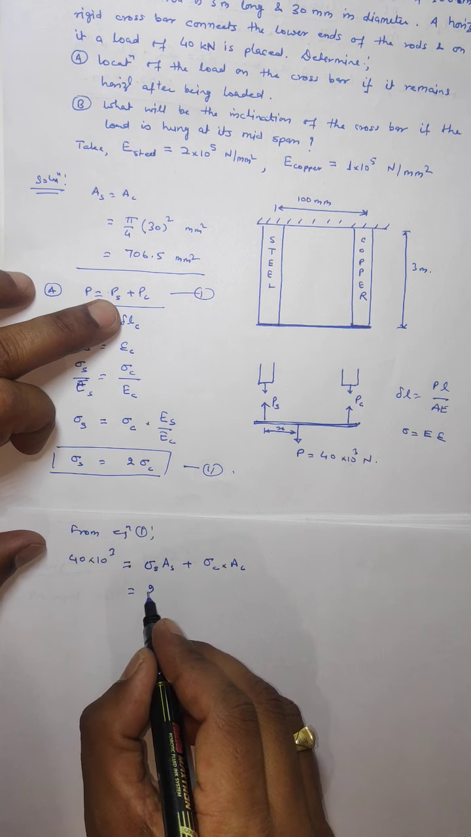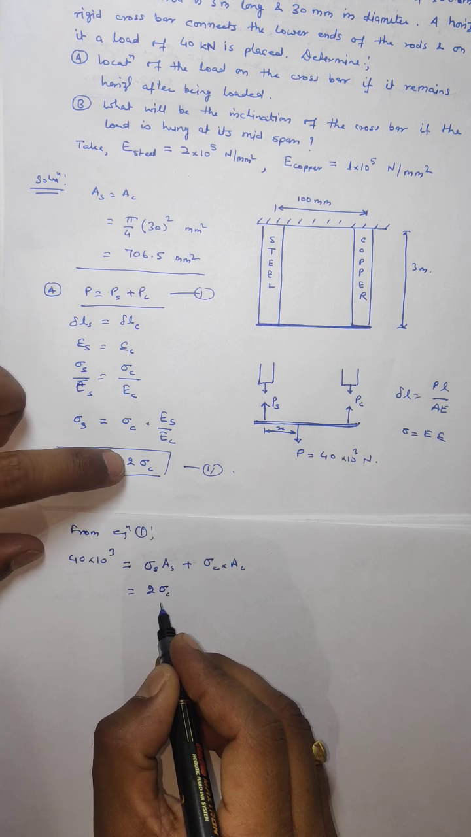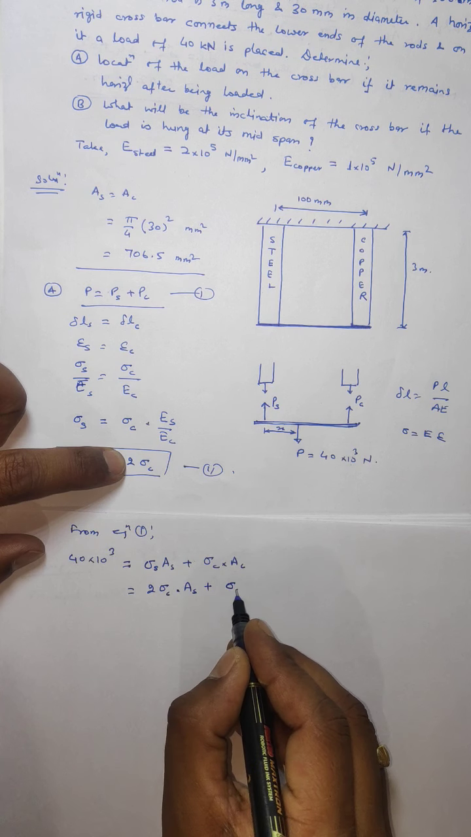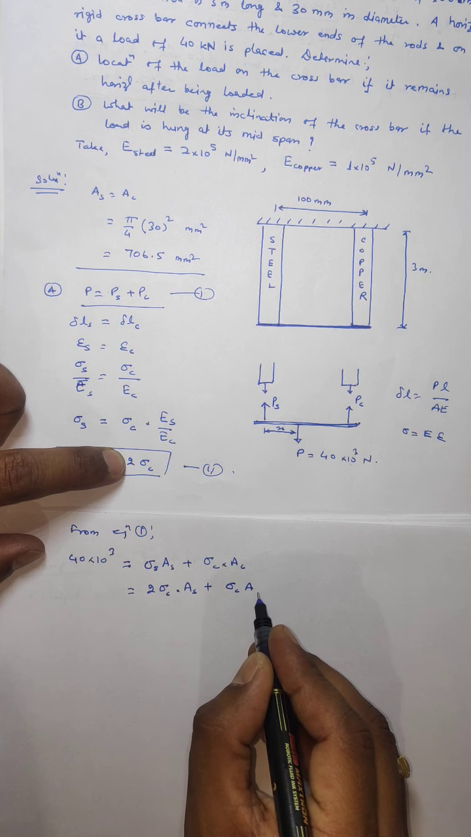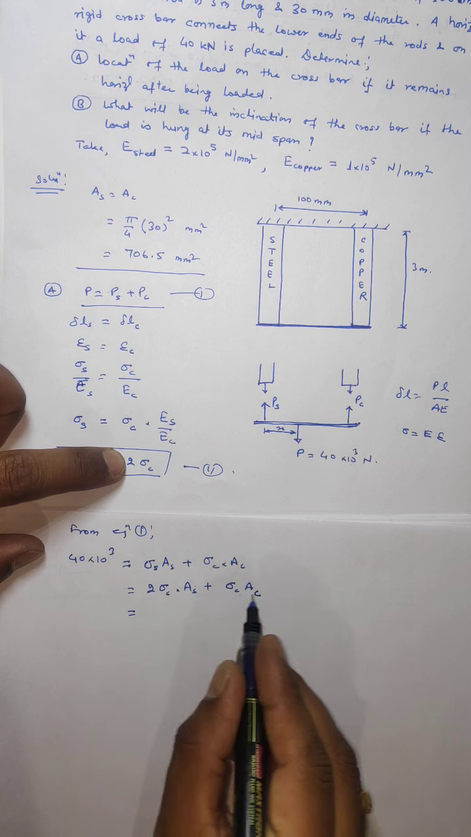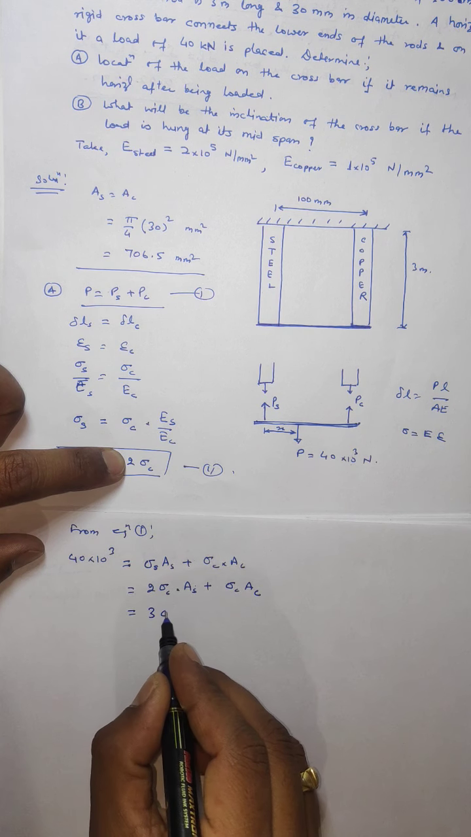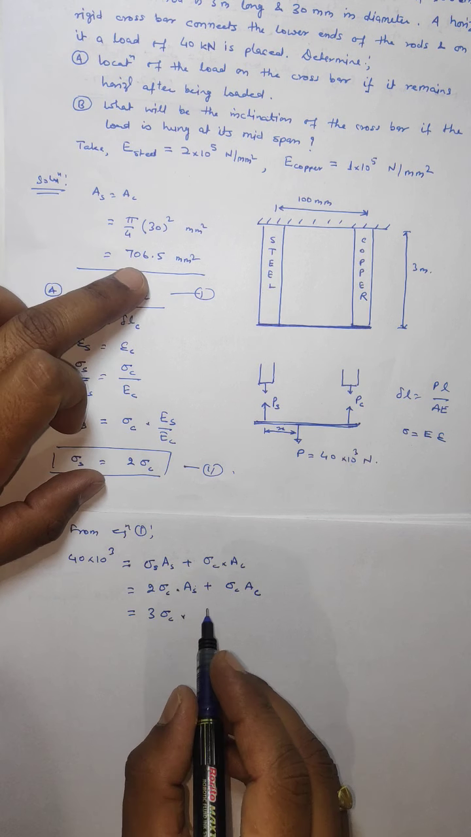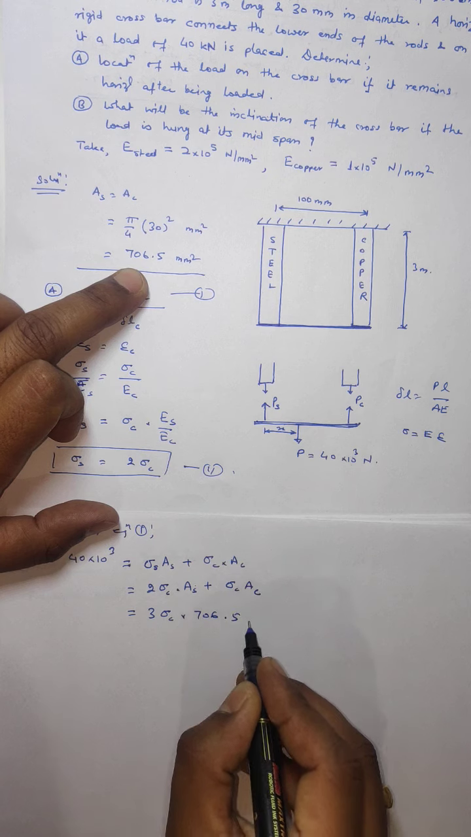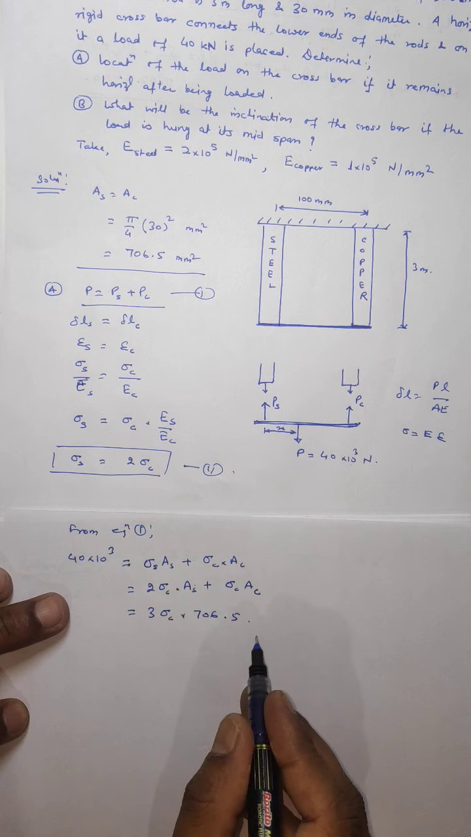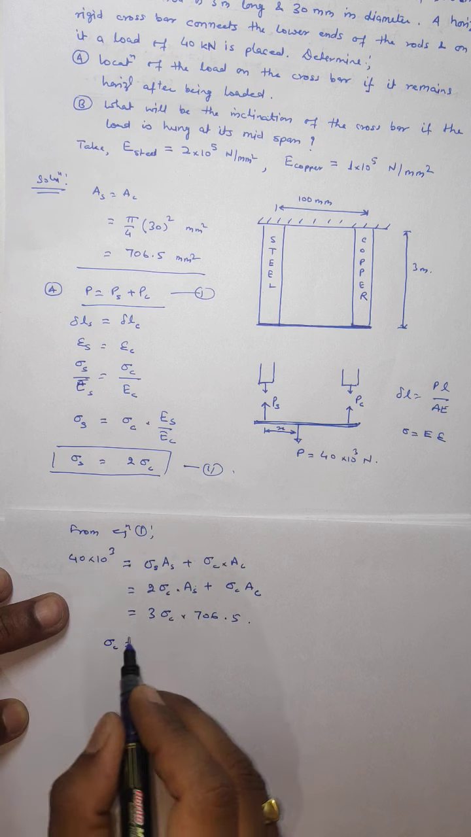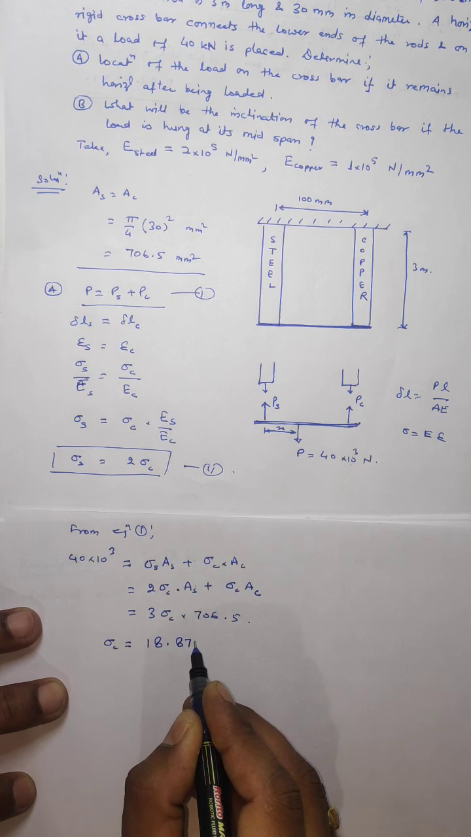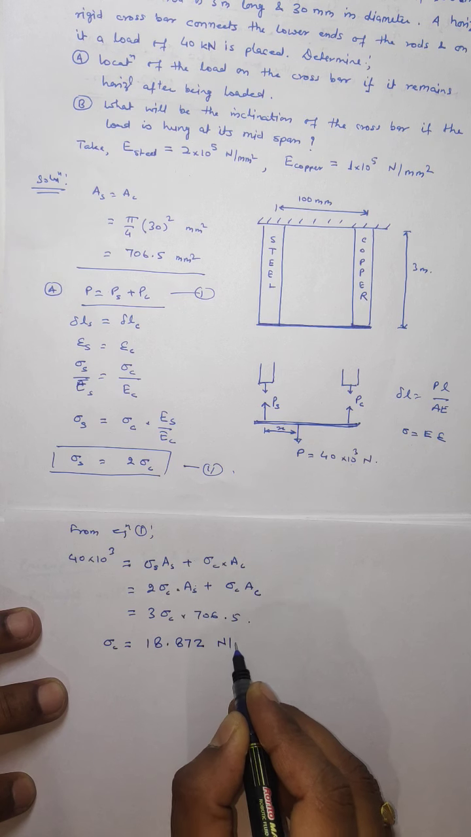Sigma steel is twice sigma copper, from equation 2, into AS plus sigma C AC. AC and AS both are equal. So from here AC and AS both are equal, so we can write 3 sigma C into AC. AC here is 706.5. So from here we can calculate the value of sigma C, and it will come out to be 18.872 Newton per mm square.